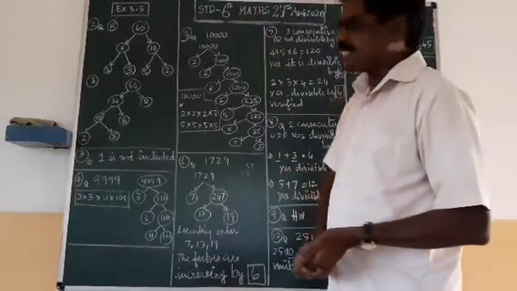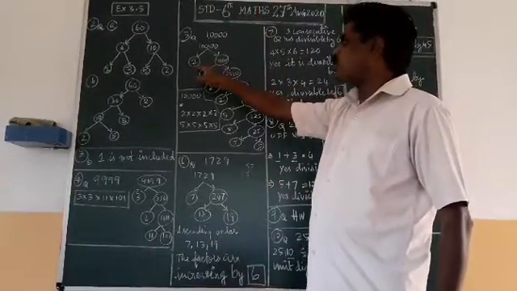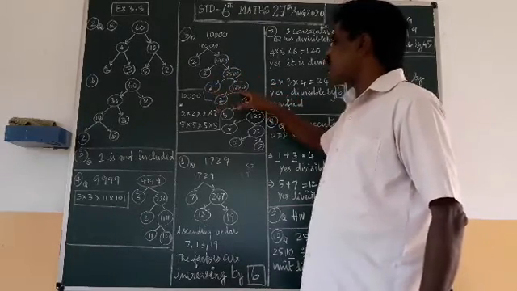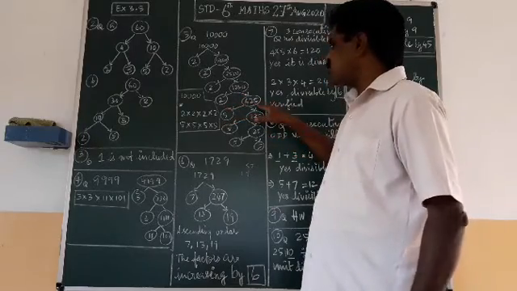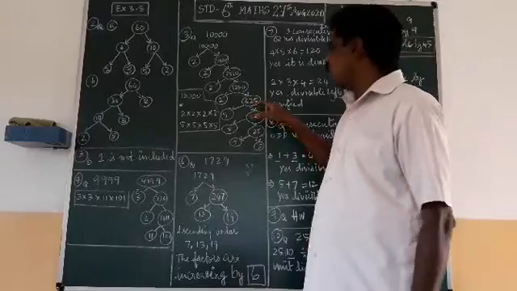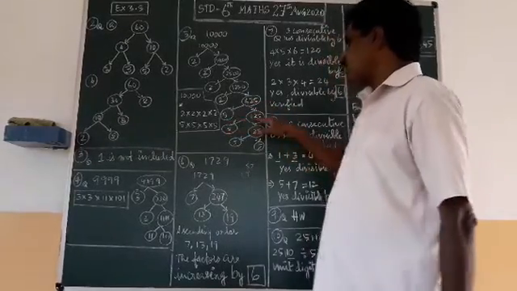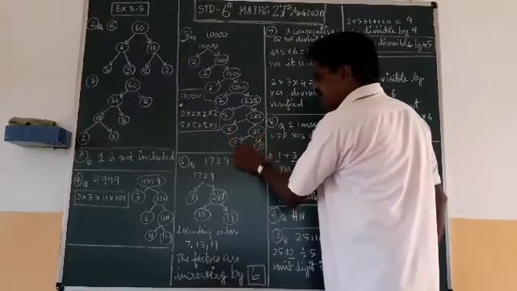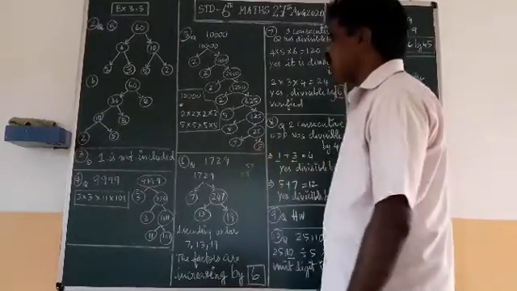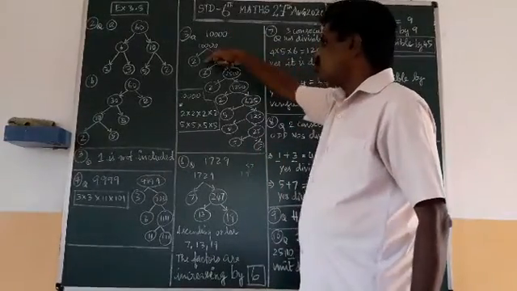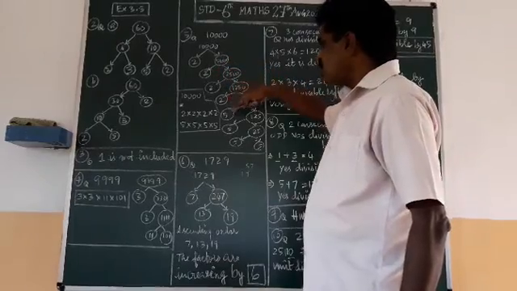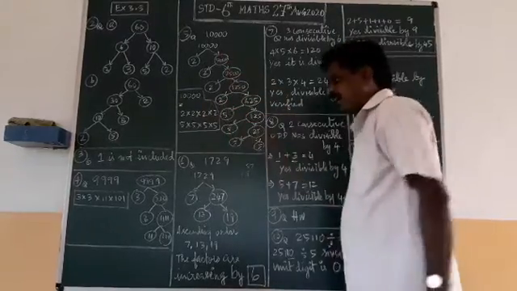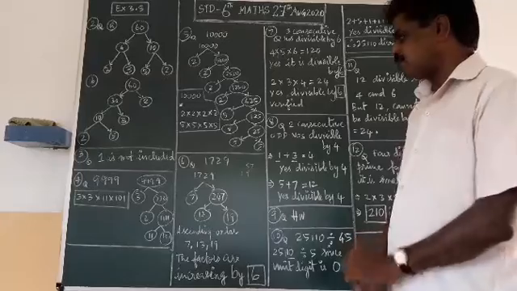Do the prime factorization, they are telling. So 10,000: 2 times 5,000, 2 times 2,500, 2 times 1,250, once again 2 times 625. Then you cannot go with any even table because the last digit is 5. Start with 5: 125. Then 125 can be divided by 5, so 25. Then 25 can be divided by 5, so 5 times 5. So what is the prime factorization of 10,000? 2 into 2 into 2 into 2 into 5 into 5 into 5 into 5. All the prime factors you have to multiply and write it. That is called prime factorization.